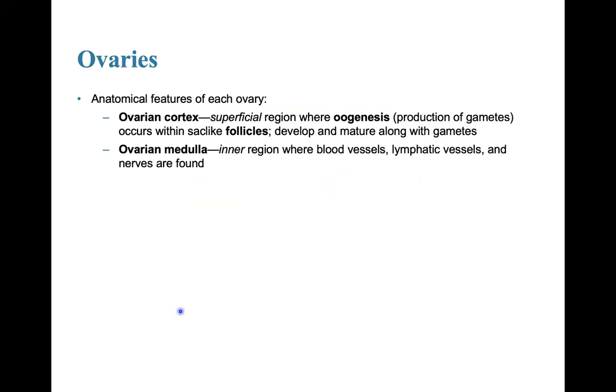The ovary will contain two distinct regions: an ovarian cortex, which is a superficial outer region where the process of oogenesis, the production of the gamete, occurs within sac-like follicles. They will also develop and mature along with the gametes. And then the ovarian medulla, this is an inner region where blood vessels, lymphatic vessels, and nerves are found.